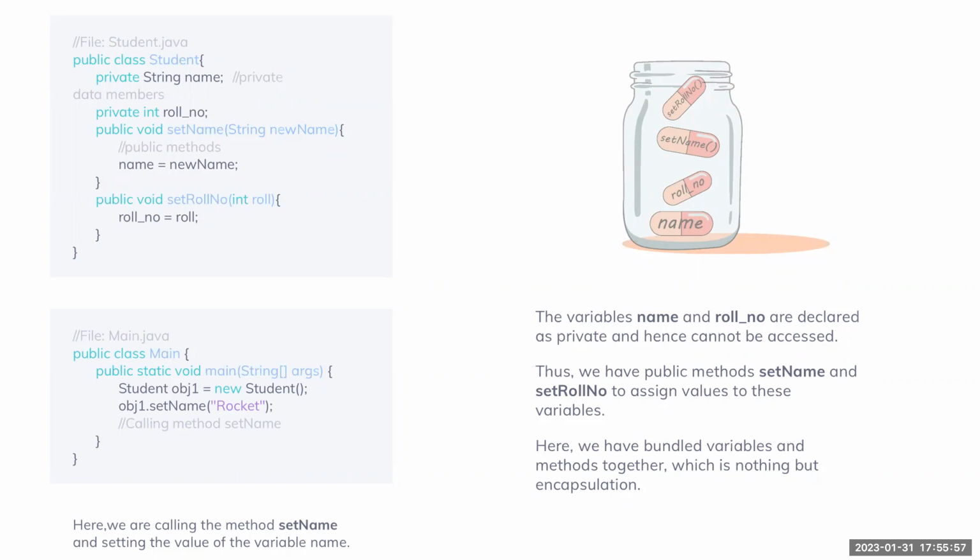as a rocket. So when I call that method, set name rocket, the name is equal to new name, right? So new name is passed as rocket, and the new name value will be moved to name. That means the private variable, the private data member value has been changed to rocket.